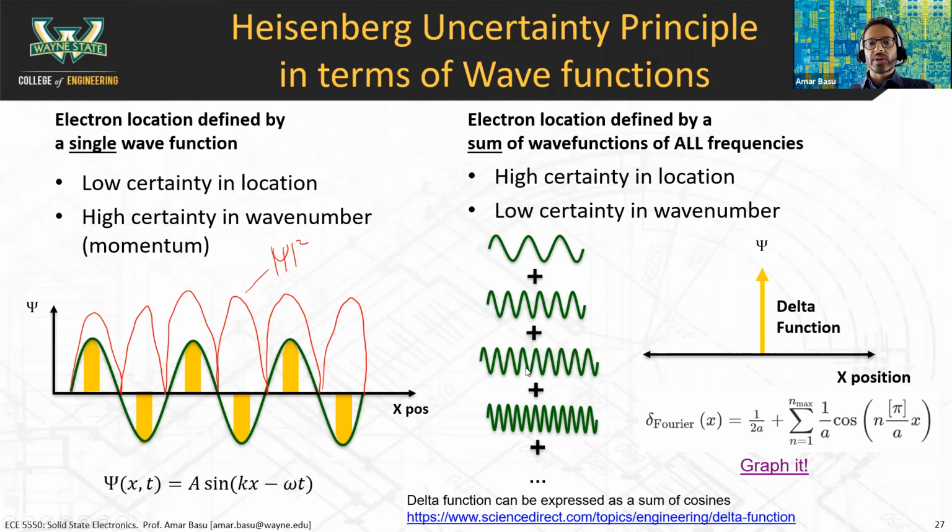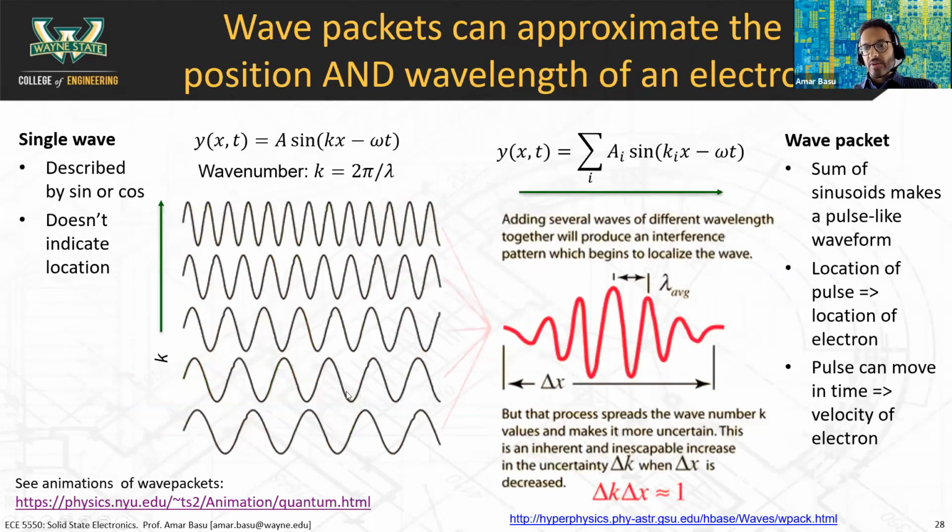Okay, so those are the two extremes. Now, when we actually talk about the Schrodinger equation, most of the time it won't be either of the two extremes. It'll be something in between. It'll be a sum of sinusoids, but it won't be a sum of all the possible sinusoids there are. It won't be all the possible frequencies. It'll be some set of frequencies.